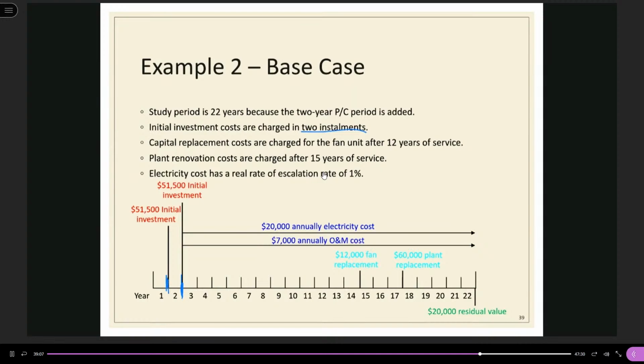The building is occupied. So you need to pay for the electricity costs every year for 20 years, so that is up to the 22nd year. And for the operation and maintenance, also $7,000 every year for 20 years. And at the end of the 12 years of service, that is at the end of the 14th year, you need to pay $12,000 for replacing the fan. Otherwise, the fan cannot operate anymore.